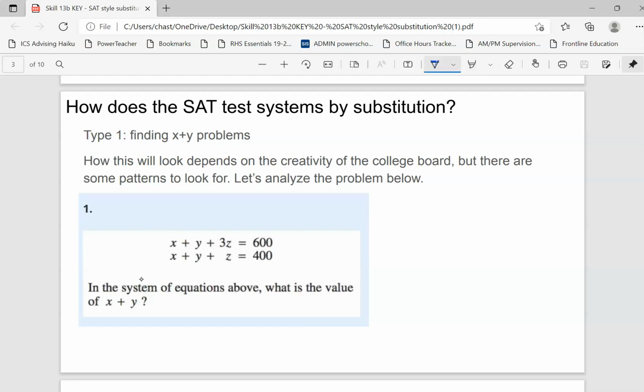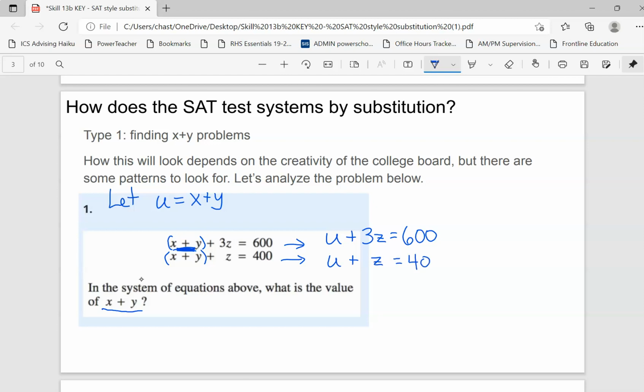But notice they want the value of x plus y. When we look at this system, we have an x plus y in both of these. So what I'm going to do is make a substitution. I'm going to let, let's call u equal x plus y. If I do that, then this x plus y that's written right here, I'm going to rewrite that as u plus 3z equals 600. And here, I'm going to write u plus z equals 400.